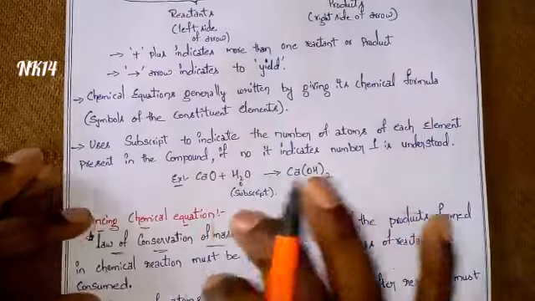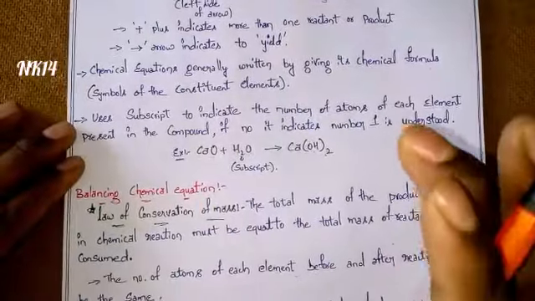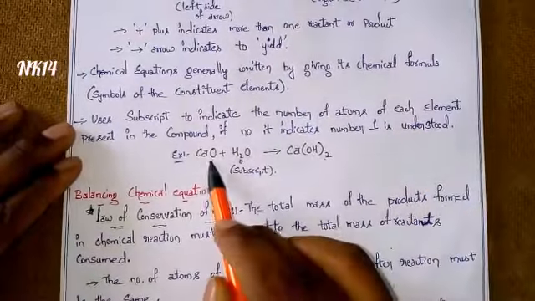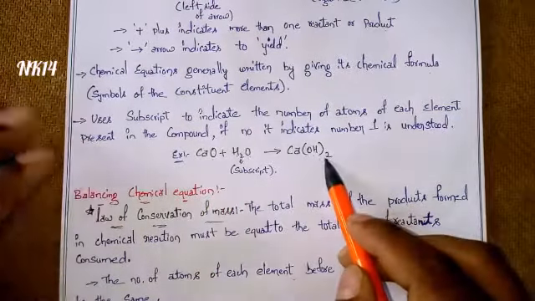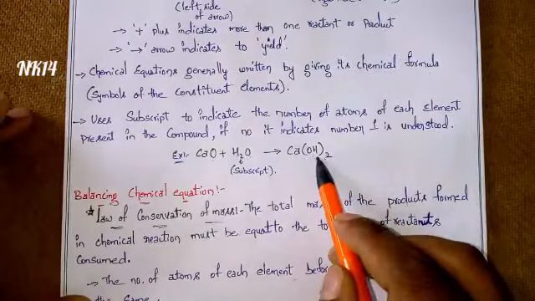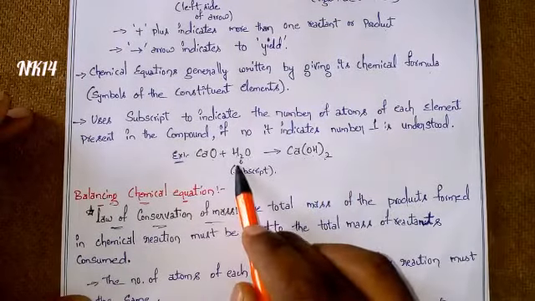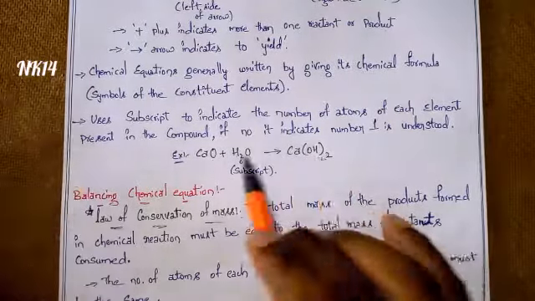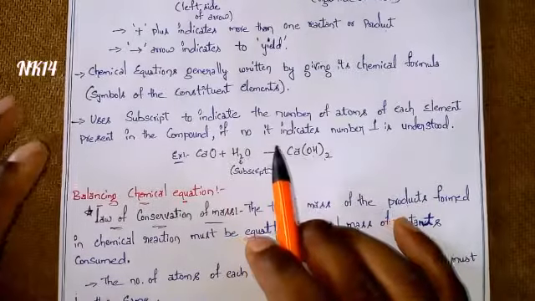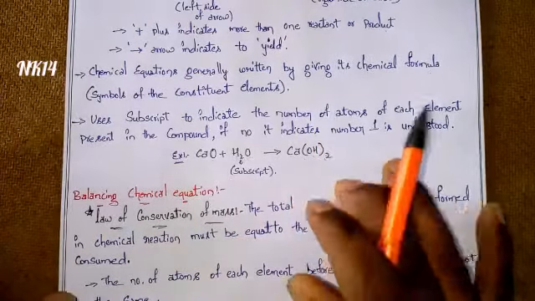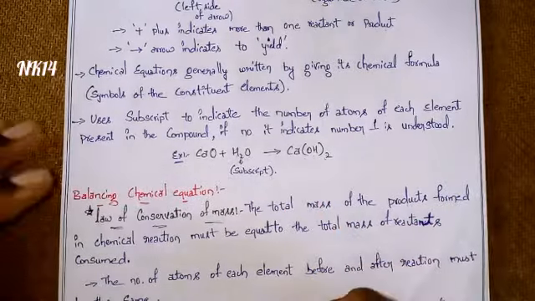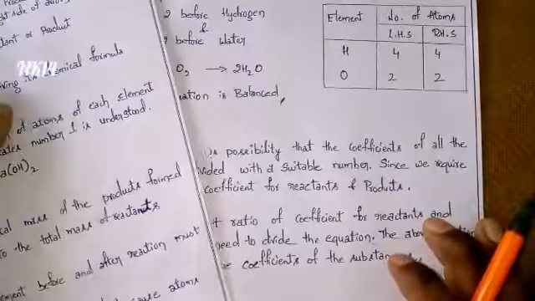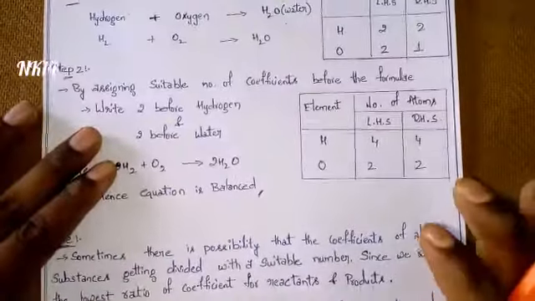Next, balancing equations: we have to remember a single point, the law of conservation of mass. So the atoms at the reactants will be equal to the atoms at the products. This is the single point we have to remember. If the number of atoms at the reactants and at the products are not equal, then the equation is imbalanced, or unbalanced. Next, for this we have to remember the balancing steps. Step by step we will do one example. I will explain the example simply and quickly.